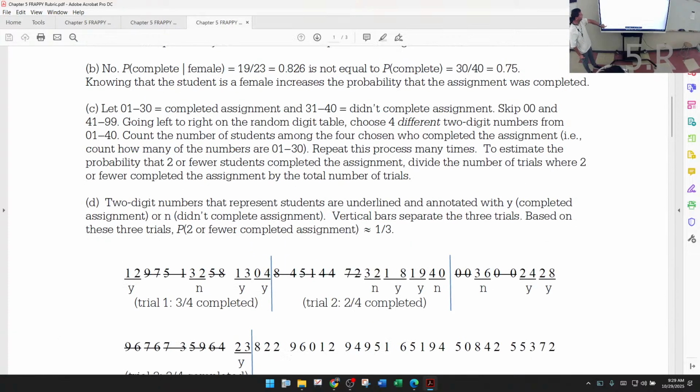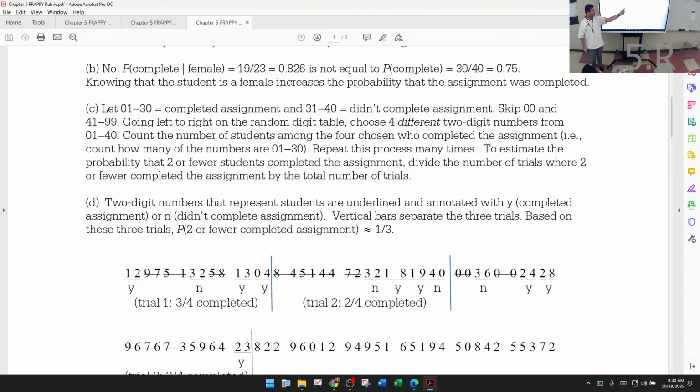Here it is. Let 01 through 30 be the completed assignment. 31 through 40 didn't complete the assignment. Skip 00 and 41 through 99. Going from left to right on a random digit table, choose 4 different 2-digit numbers from 01 through 40. Kind of have to state that.